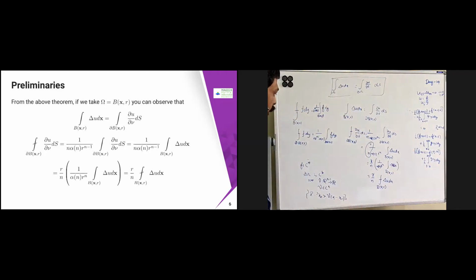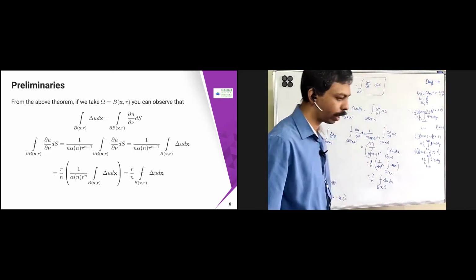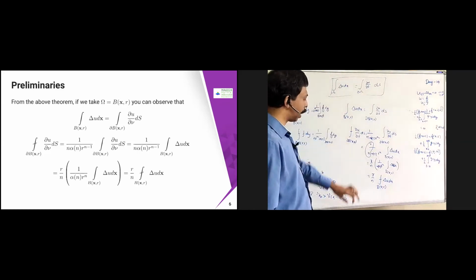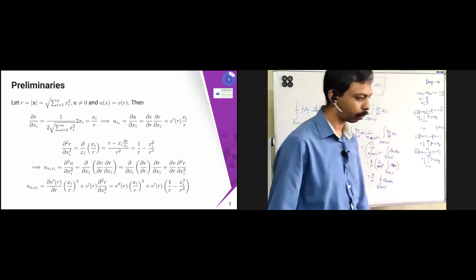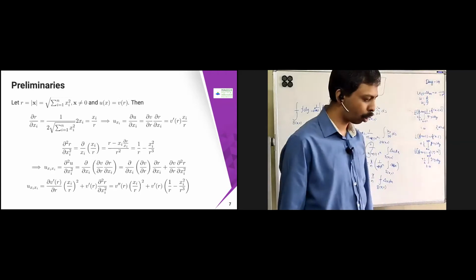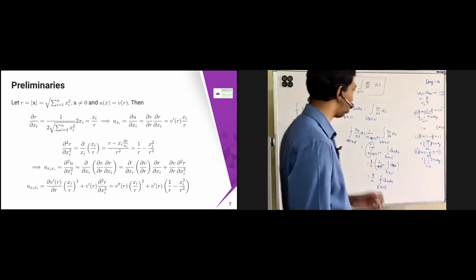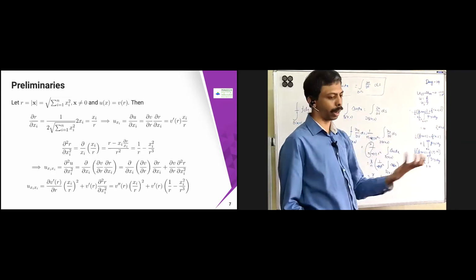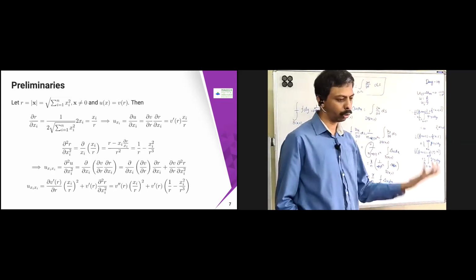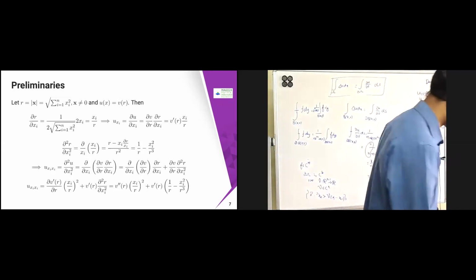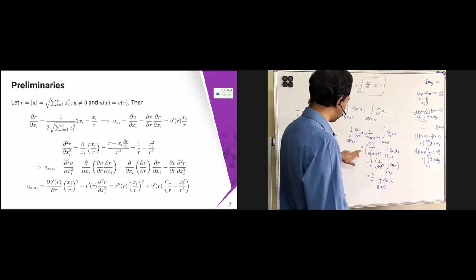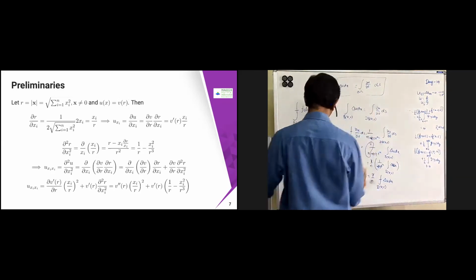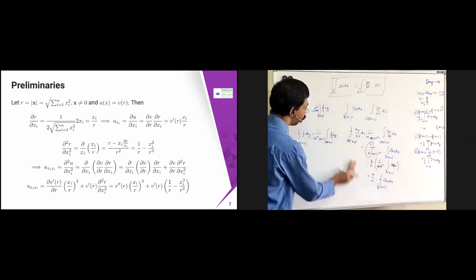Any doubts in this one? We didn't do anything, we just took this Green's formula and multiplied and divided by something. Now some more preliminaries, because we are going to work on a spherical geometry. The spherical means we need to see what the r is, etc. Any doubts in this one? Keep this in mind. Now we'll go for the next one.